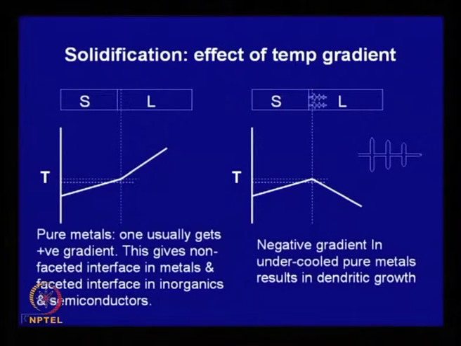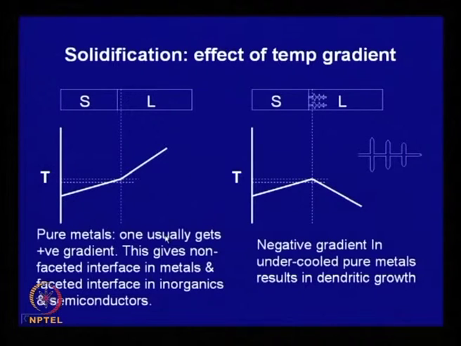So, that means if you cool at a normal rate, the composition is not going to be uniform. All cast metals will have some variation of composition from point to point, and if you want uniform composition, you have to give some heat treatment after solidification, and we will come to it later as well. Now, let us look at the effect of temperature gradient.